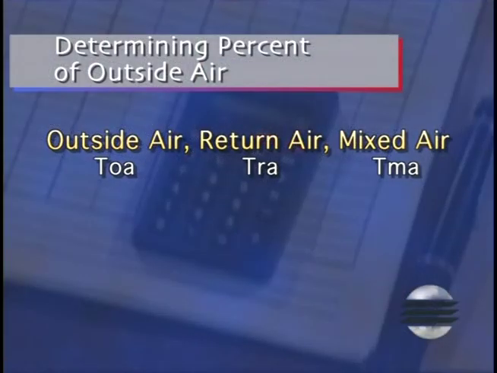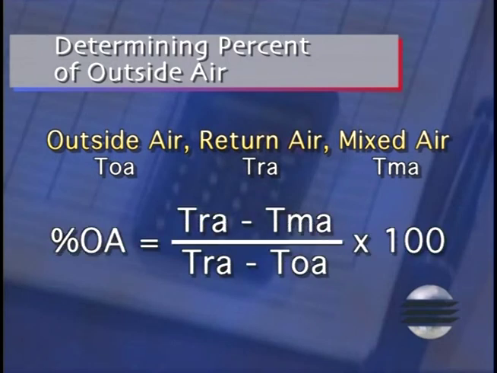To determine percent of outside air, the technician will take the three temperature readings, outside air, return air, and mixed air, and plug them into this equation. Percent of outside air equals temperature of the return air minus temperature of the mixed air, divided by temperature of the return air minus temperature of the outside air, times 100.